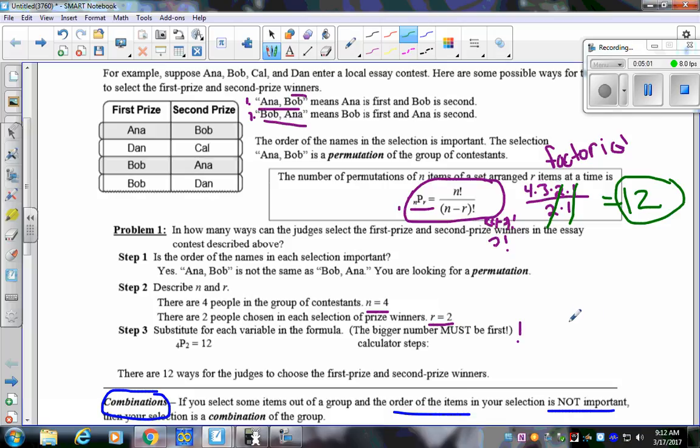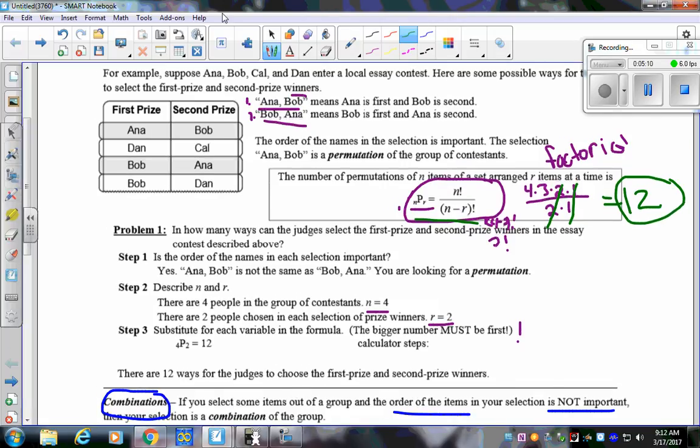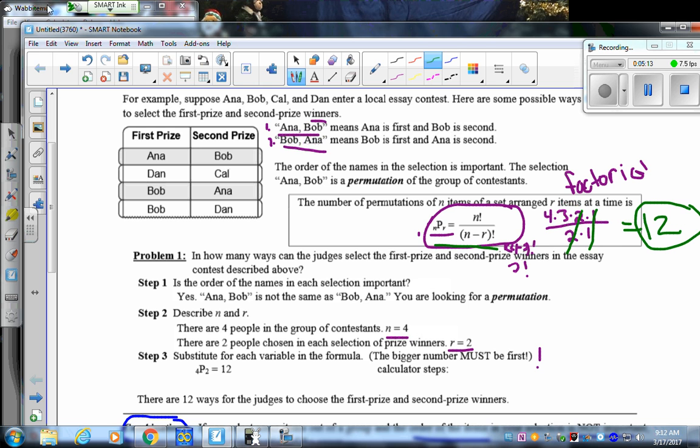So let's take a look at how to do it in the calculator now, okay? I'm not going to require you to do this by hand, but I do want you to understand what a factorial is. So first of all, let's go to our calculator and figure out where all these things are located.